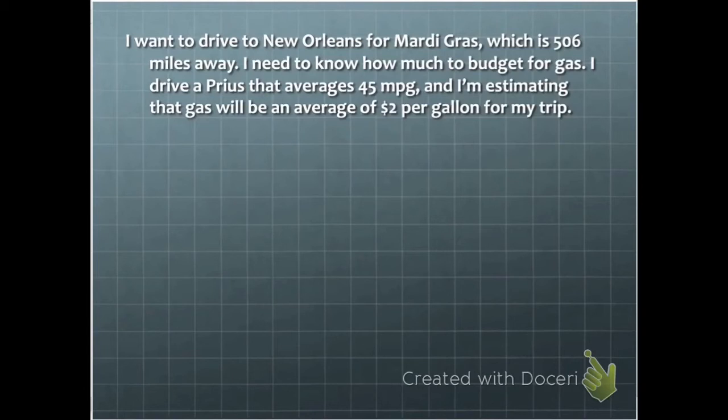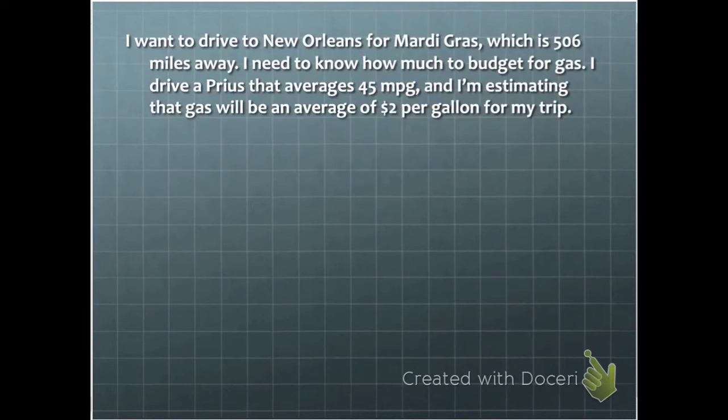All right. So what we have here, I want to drive to New Orleans for Mardi Gras, which is 506 miles away. We looked it up on Google Maps. I need to know how much to budget for gas, because that tends to be a big expense in this sort of trip. I drive a Prius that averages 45 miles per gallon, and I'm estimating that gas will be an average of $2 per gallon for my trip. All right, so think about what was our first step?